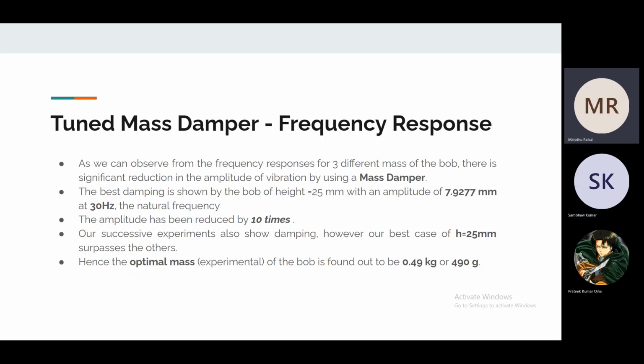Next slide, please. As we can observe from the frequency responses of the three bob masses, there is a significant reduction in the amplitude of vibration using the mass damper. The best damping is shown by the bob of height 25 millimeters with an amplitude of 7.927 millimeters at the natural frequency. The amplitude has been reduced by 10 times. Our other experiments also show damping. However, our best case of H equal to 25 millimeters surpasses the others. Hence, the optimal mass as per this experiment is found to be 0.49 kilograms.